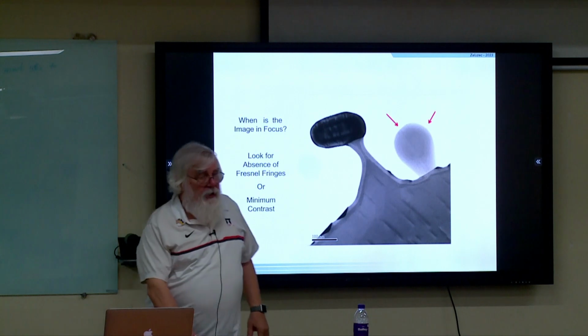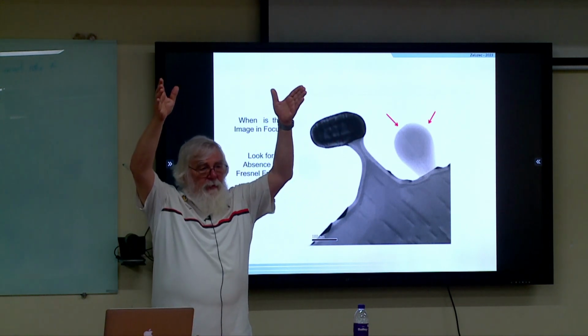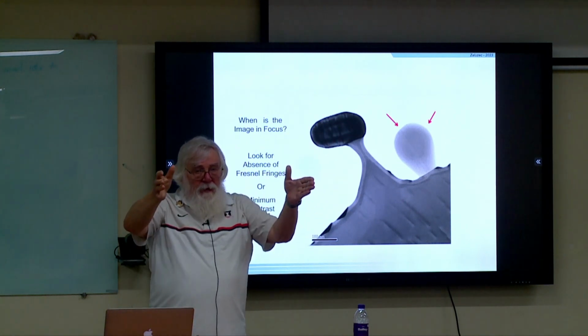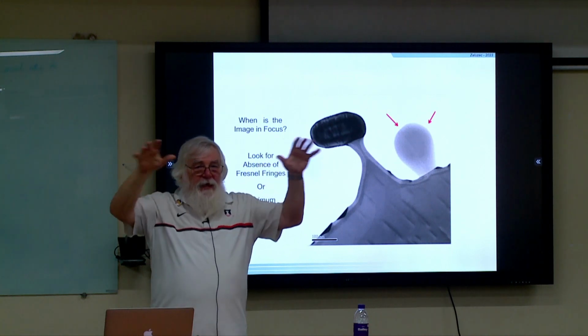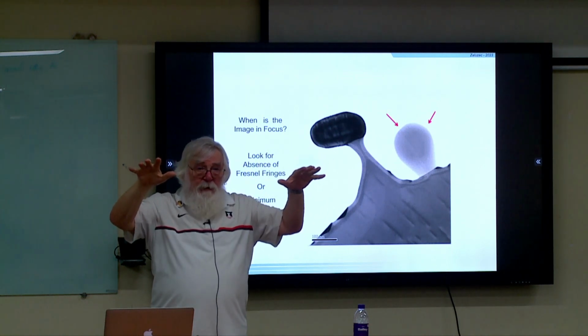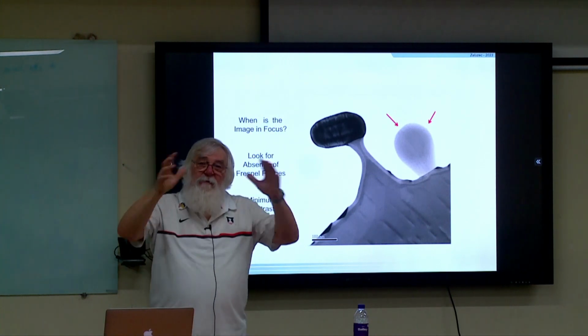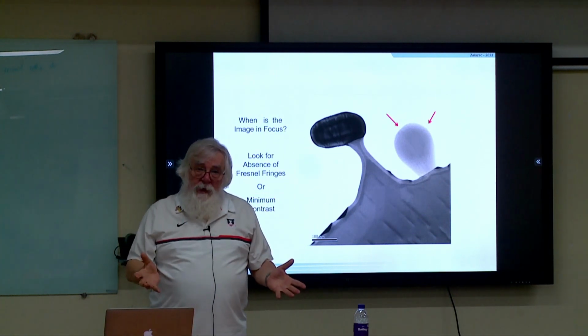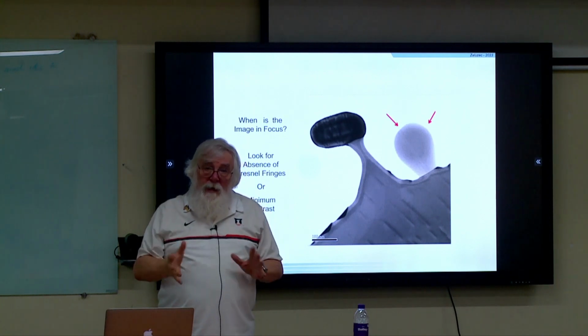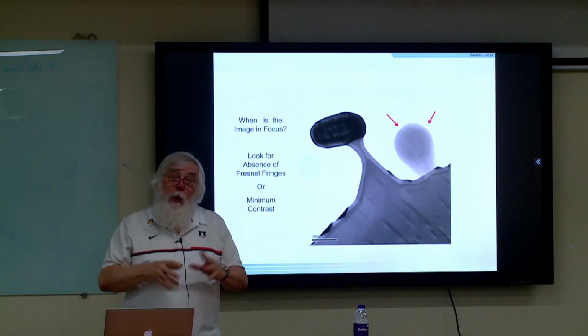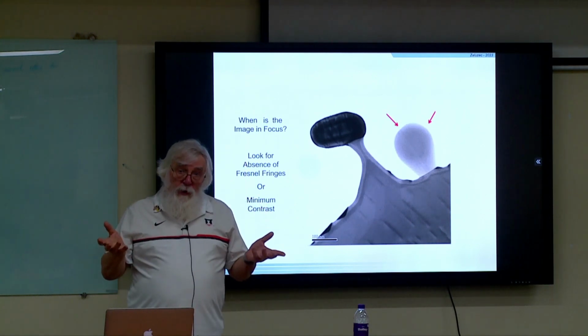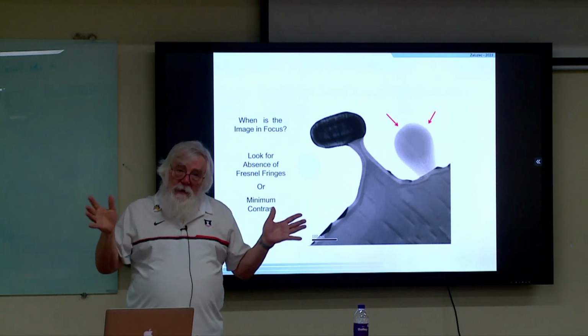What's minimum contrast? Think about it. If a beam's coming down through the sample and it scatters, and we take all the electrons that have scattered from the sample and bring them down to whatever our detector is, we've collected every electron. We've focused the image. Now, when an image is out of focus, we get more contrast. Why do we get more contrast? Because we've thrown away some signal.